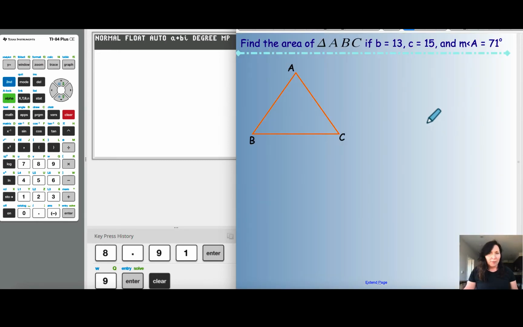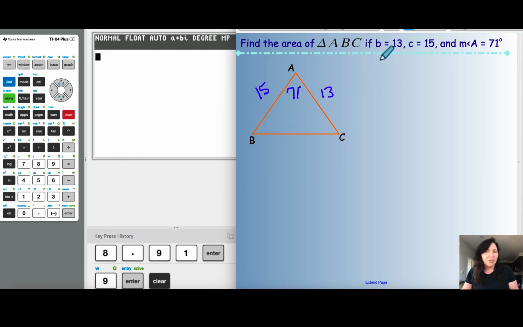So let's try one. We have triangle ABC. We want to find the area of this non-right triangle. You don't have to find the height, we just want to find the area. So we're going to put in the values that we have. Little b is 13, so that's going to go here. Little c is 15, which would go here. And we have angle A, which is 71 degrees, which is going to go here.